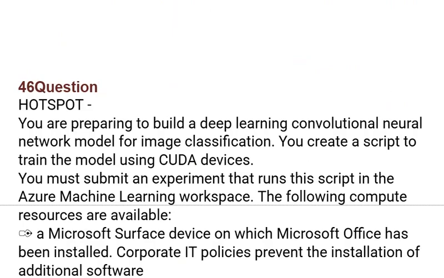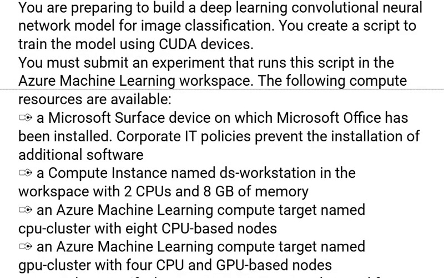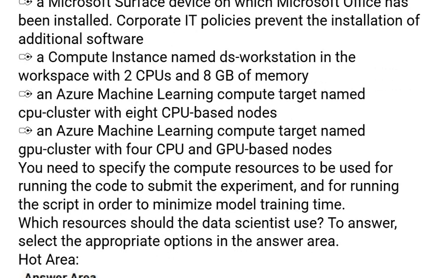Question is you are preparing to build a deep learning convolutional neural network model for image classification. You create a script to train the model using CUDA devices. You must submit an experiment that runs this script in the Azure Machine Learning workspace. The following compute resources are available. First, a Microsoft Surface device on which Microsoft Office has been installed. Corporate IT policies prevent the installation of the additional software. Second, a compute instance named DS Workstation in the workspace with 2 CPUs and 8 GB of memory. Third, an Azure Machine Learning compute target named CPU cluster with 8 CPU-based nodes. Fourth, an Azure Machine Learning compute target named GPU cluster with 4 CPU and GPU-based nodes.